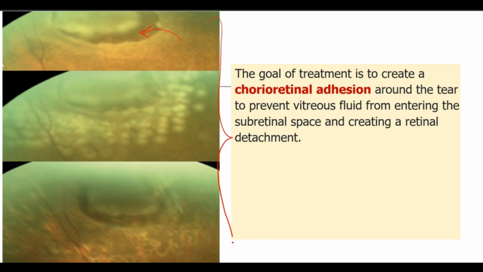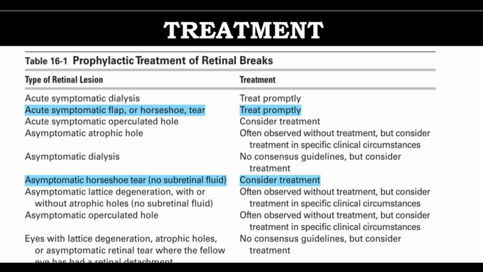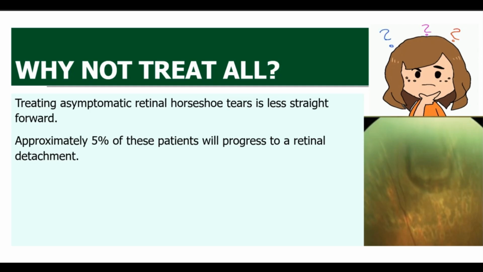Now, these are subsequent images post a laser prophylaxis around a retinal tear. So you can see over here, these are the fresh laser marks, and later on this pigmentation develops around the retinal tear, indicating that chorioretinal adhesions have basically taken place, right? So that was regarding the horseshoe shaped retinal tears and the treatment. Now, the question is, why not treat all of these cases? Why do you actually consider treatment, and why can't we just treat all these patients?